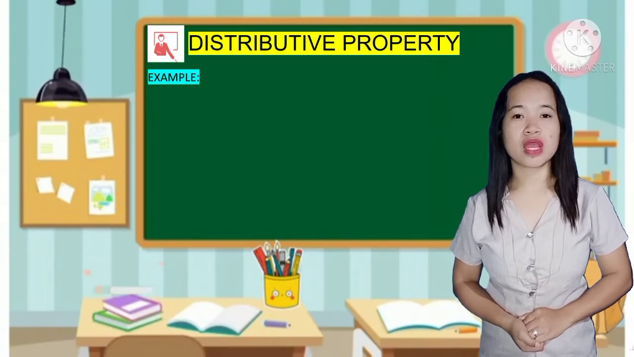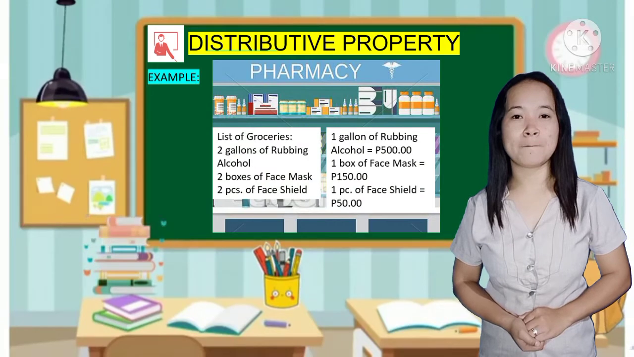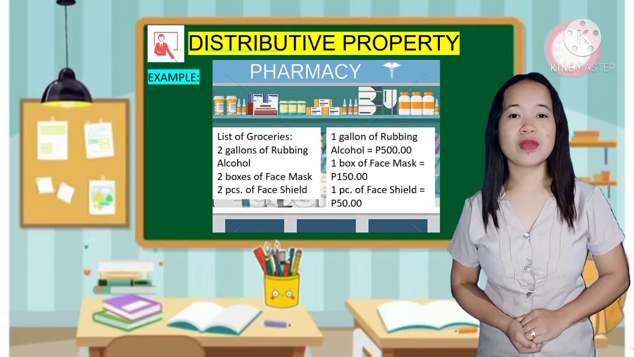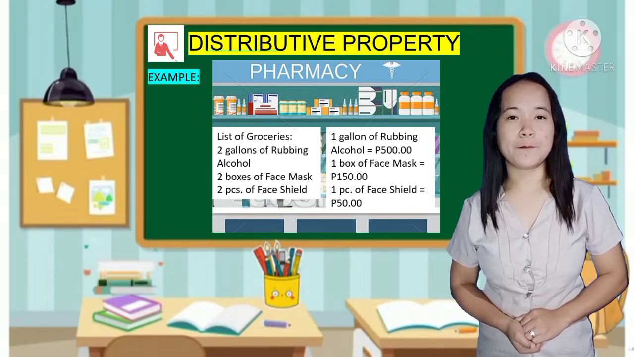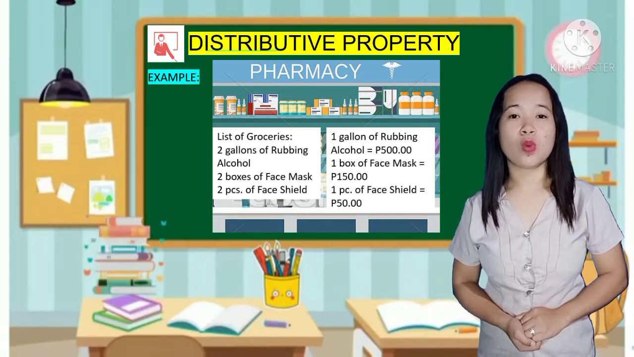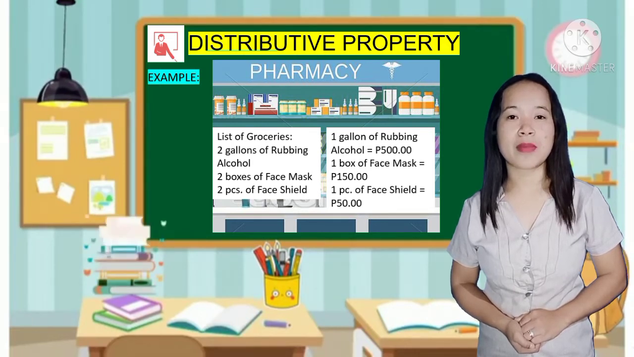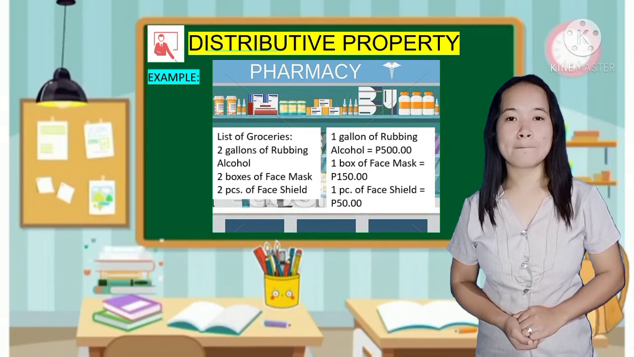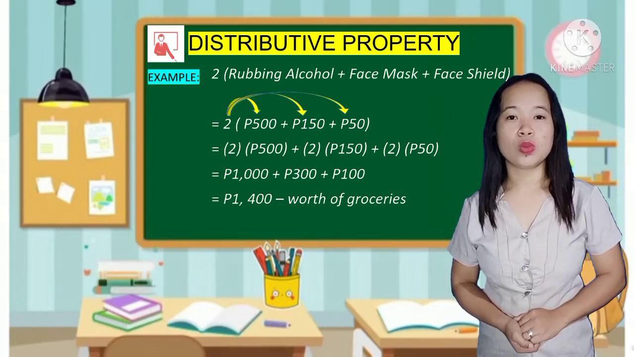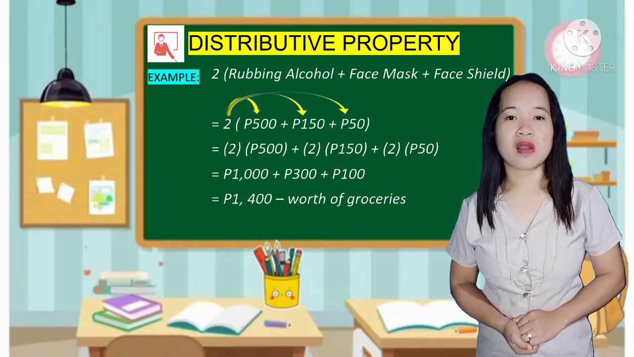You are asked by your mother to buy the following list of groceries in the pharmacy. We have 2 gallons of rubbing alcohol, 2 boxes of face mask, and 2 pieces of face shield. When you ask the pharmacist, here is the cost of each item. 1 gallon of rubbing alcohol costs 500 pesos. 1 box of face mask costs 150 pesos. And 1 piece of face shield costs 50 pesos. So we have the quantity of each item, which is 2, we have to put it outside the parentheses. We have 2 multiplied by rubbing alcohol plus the face mask plus the face shield.